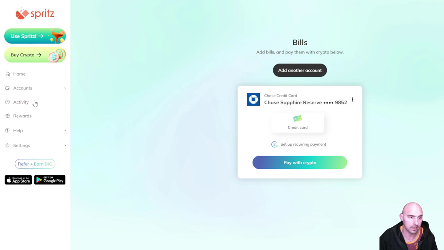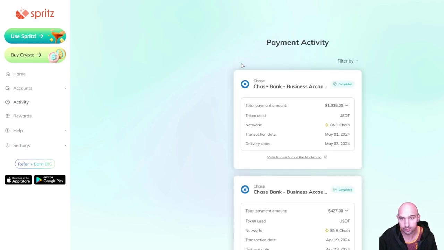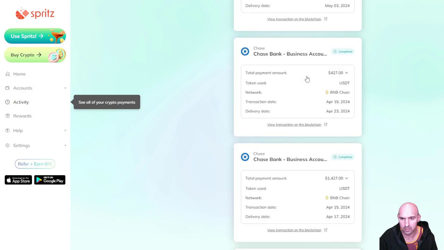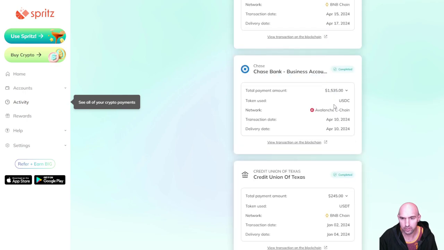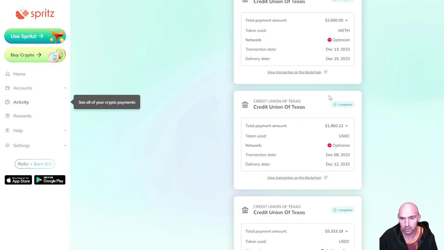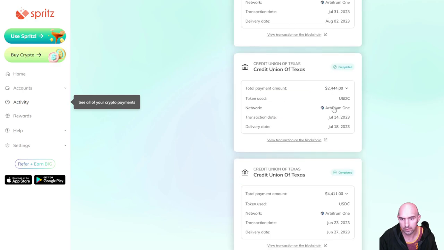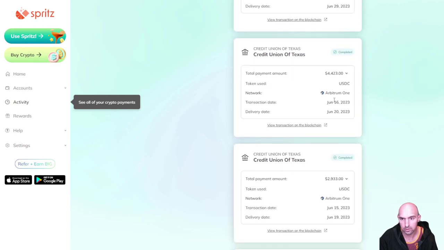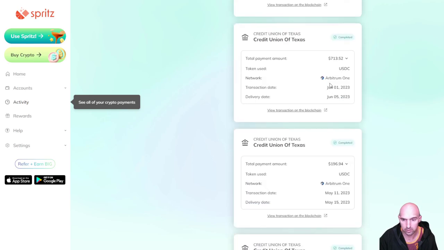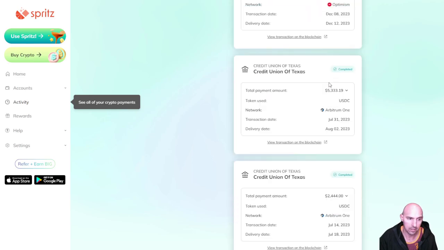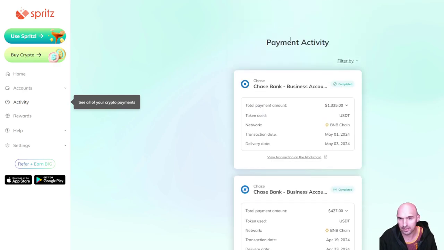I use this a lot. If we look at my bank account, this is payment history: $1,300 just a couple days ago. I'm going to be doing another one here in a second. $400, $1,100, $1,500, $2,000, $2,000, $5,000, $2,000, $4,000, $4,000, $2,000. As you can see, just quite a bit of money.